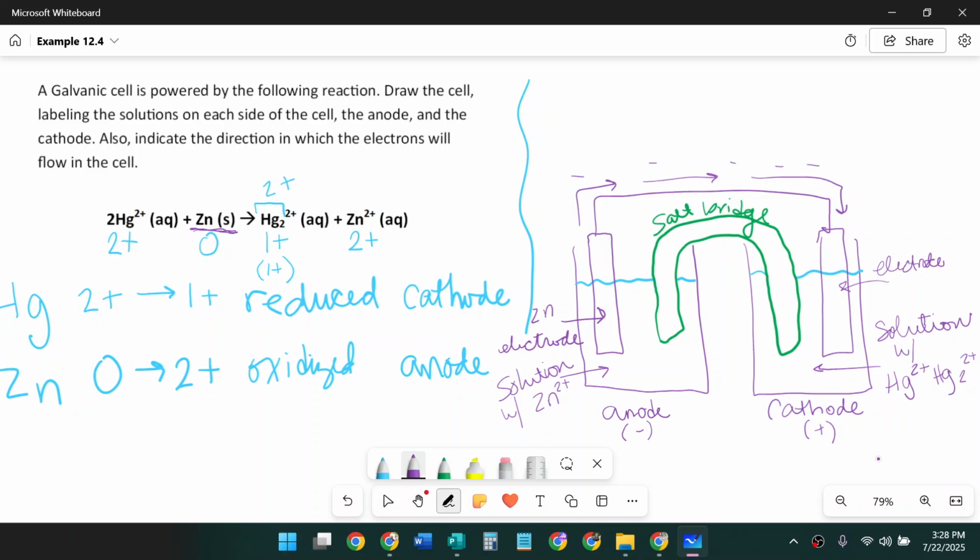We labeled the anode and the cathode, and then we also drew the salt bridge because even though it didn't tell us to do that, we know that is part of the draw the cell part. We have to have the salt bridge in there. We have to have the electrodes in there, and they need to be labeled. If it's an electrode like the zinc one that we know is solid, we can label it. Otherwise, we just write electrode. And then we indicated the direction in which the electrons would flow in the cell. All right, I think that's the end of this example.